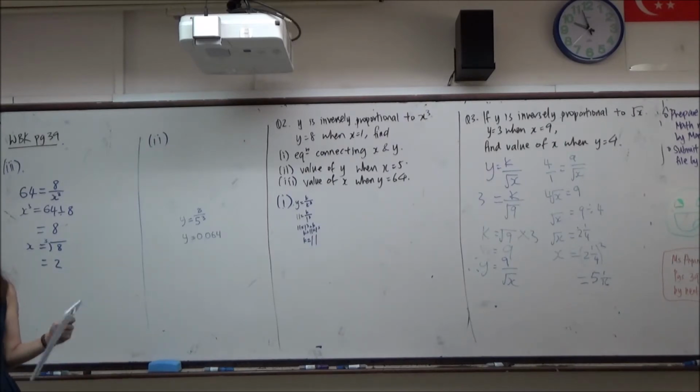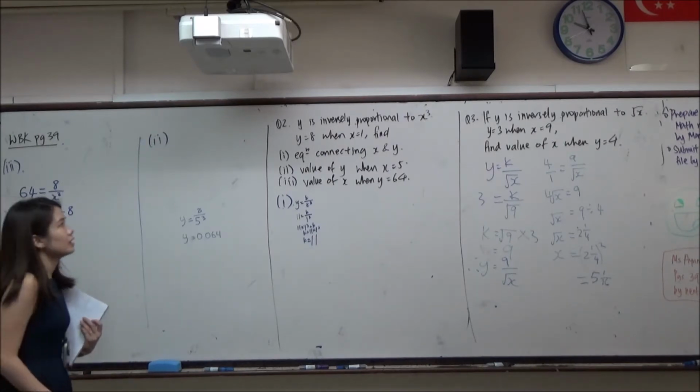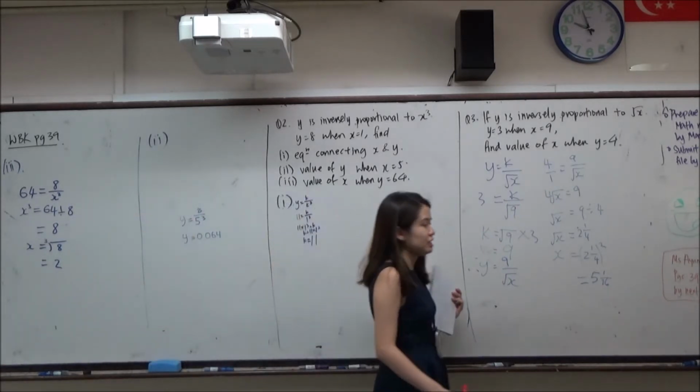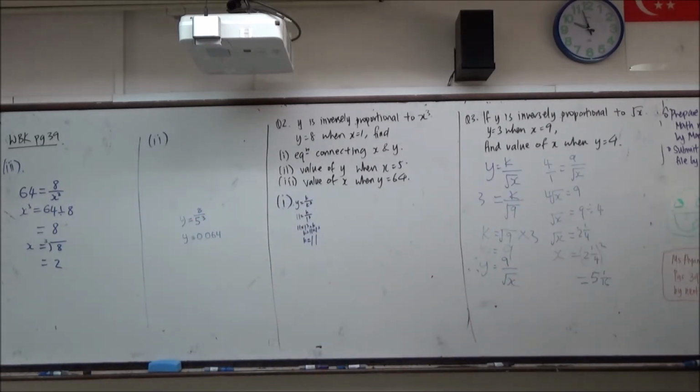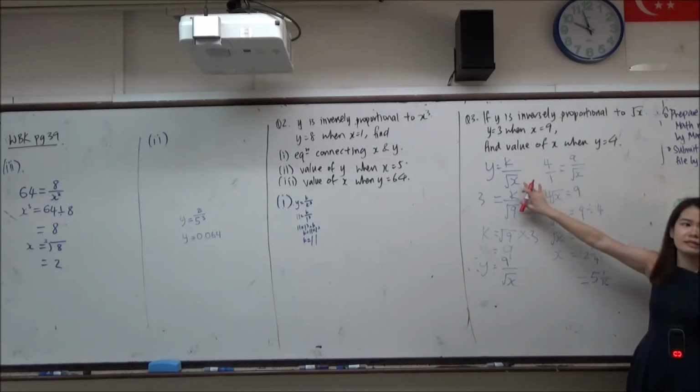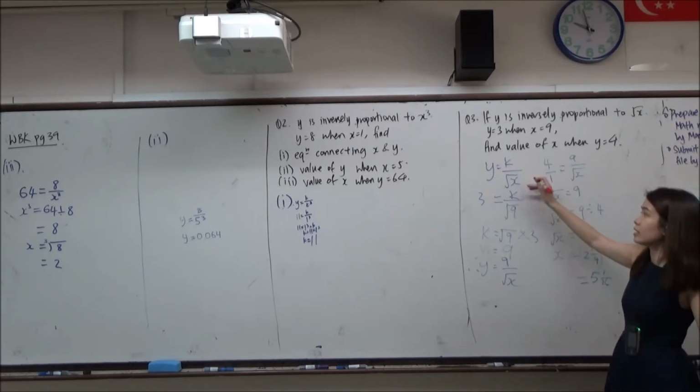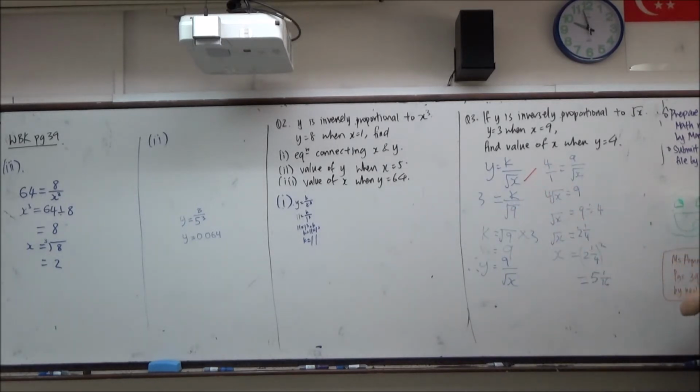On the whiteboard, we all take a look. Let's look at question 3 first. It says that y is inversely proportional to square root x. Do you agree with this statement? How many of you agree with this? Y equals k over square root x. Okay, yes. Right, so this statement is fine.